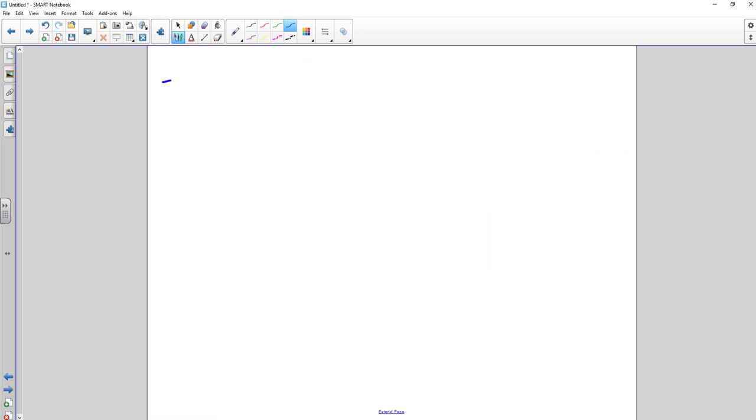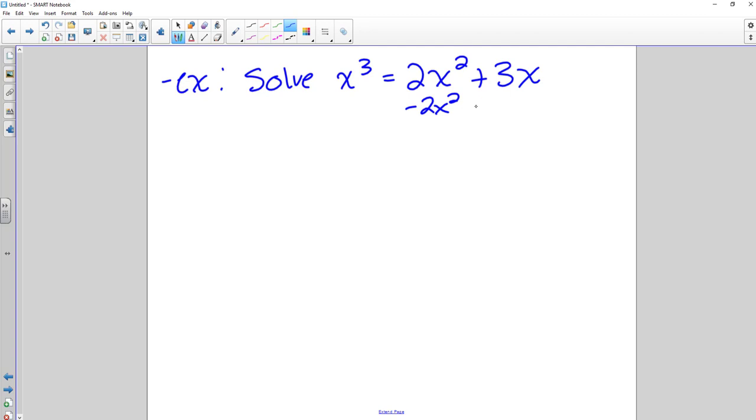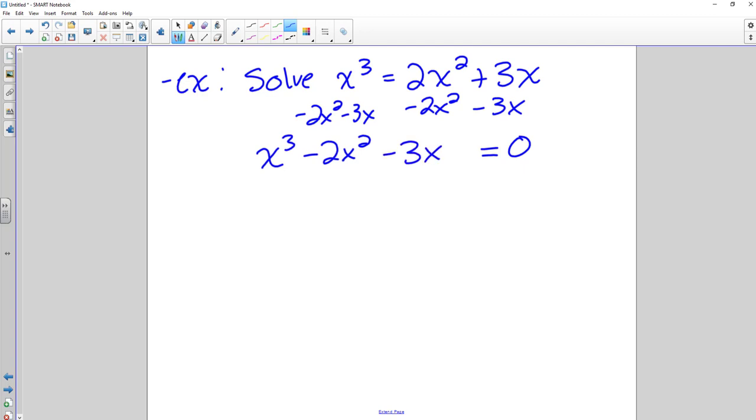So last one, this is going to be an x cubed. Let's solve. X cubed equals 2x squared plus 3x. Okay, so first up I have to set everything equal to 0. Set the equation equal to 0. I usually want to leave the highest degree term first. So let's subtract 2x squared and subtract 3x from both sides, so that I'm left with 0 on the right side. X cubed minus 2x squared minus 3x on the left.